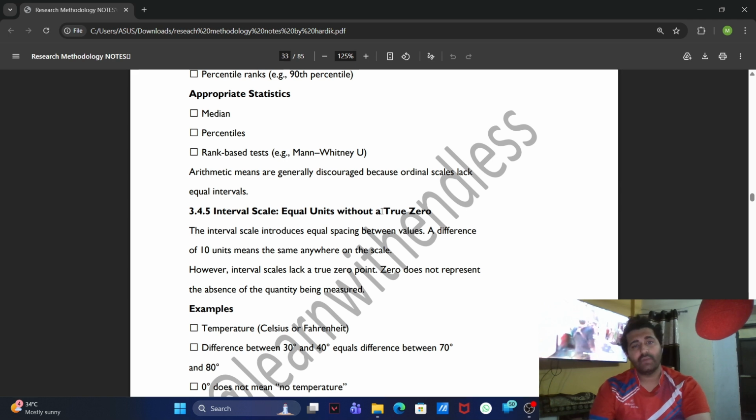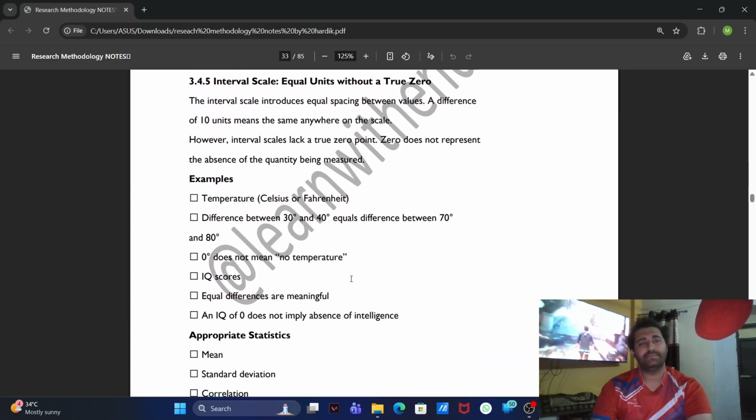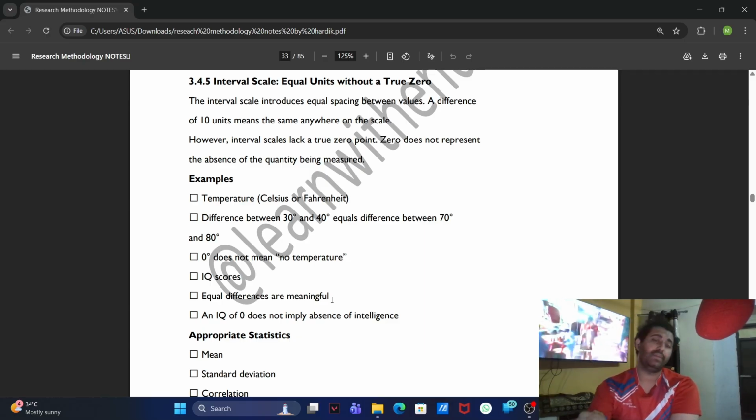Interval scale, equal units without a true zero. The interval scale introduces equal spacing between values. A difference of 10 units means the same everywhere on the scale. However, an interval scale lacks a true zero point. Zero does not represent the absence of the quantity being measured. Examples: temperature in Celsius or Fahrenheit, where the difference between 30 and 40 equals the difference between 70 and 80. Zero degrees does not mean no temperature.